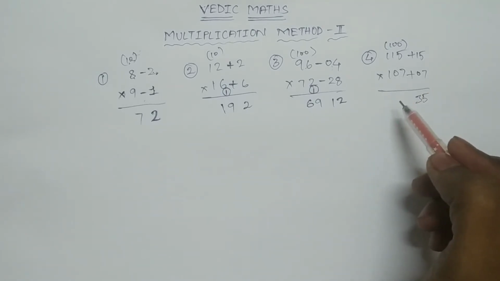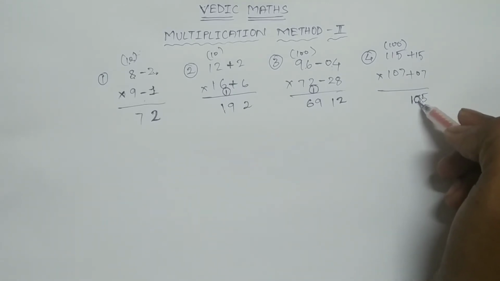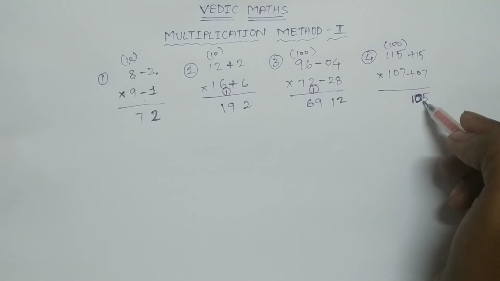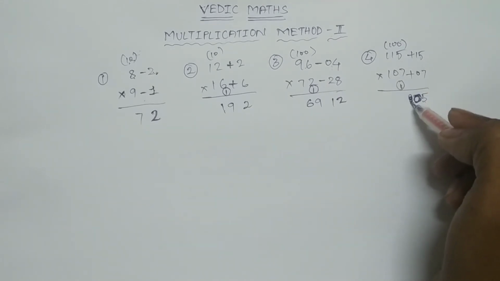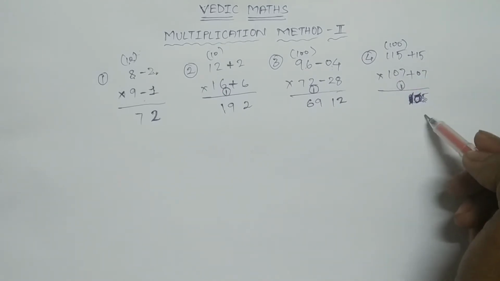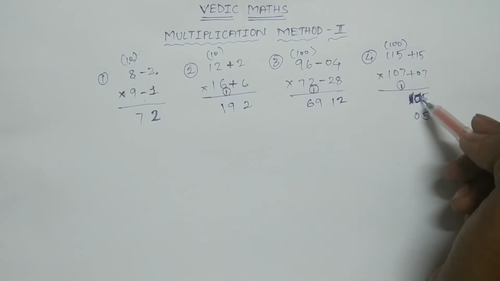15 into 7 is 105, right, 105. Here from 105 we can keep only 2 digits, so 1 is carried forward to the next value, and only 05 will be taken. I am writing here 05, and 1 is carried forward to the next value.